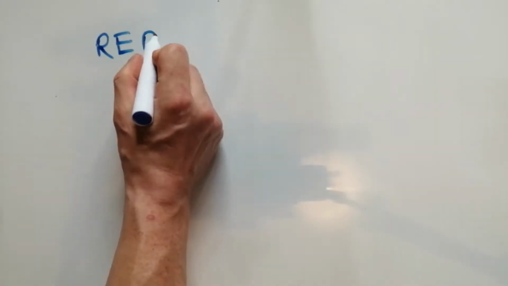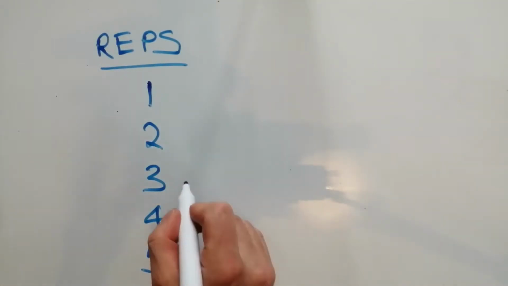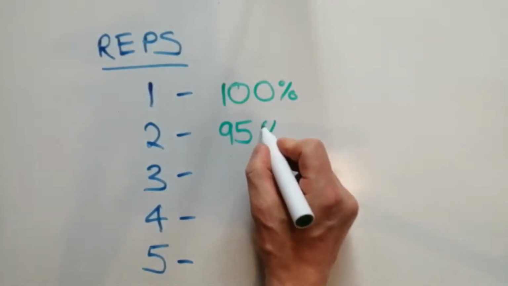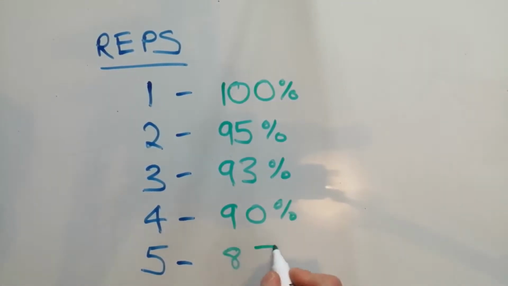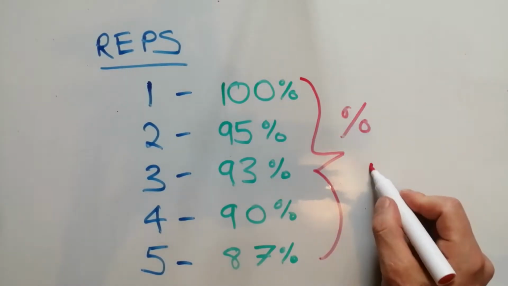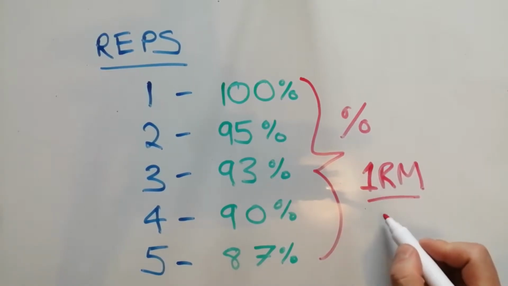So today I wanted to make a video about how to use percentage-based programming for calisthenics skills. So how do we use percentages associated with a 1 rep max, being an exercise that you can only do for 1 repetition, and then beyond that is impossible because you'd be at failure.